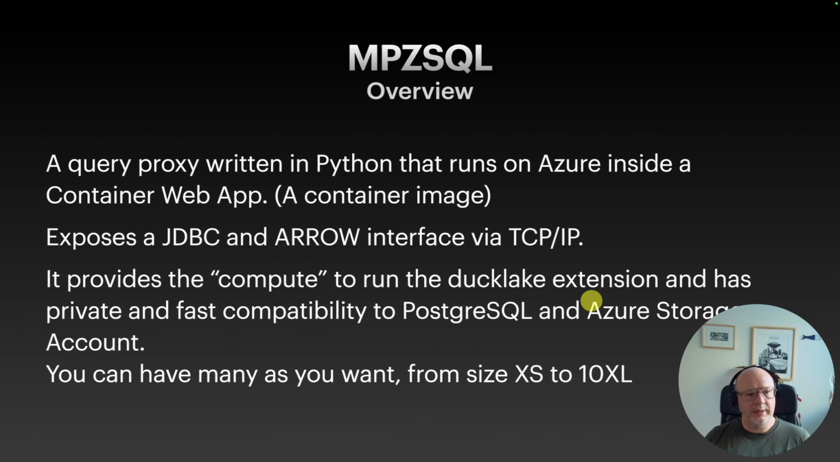It is a query proxy written in Python that runs on Azure inside the container web. So basically, it's a container image that exposes a JDBC and Arrow interface via TCP/IP. So from any client, you can put the address and a port. So far, I have not tested the credentials, but it's coming soon. And then this one provides the compute to run the DuckLake extension and has private and fast connectivity to Postgres and the Azure storage account.